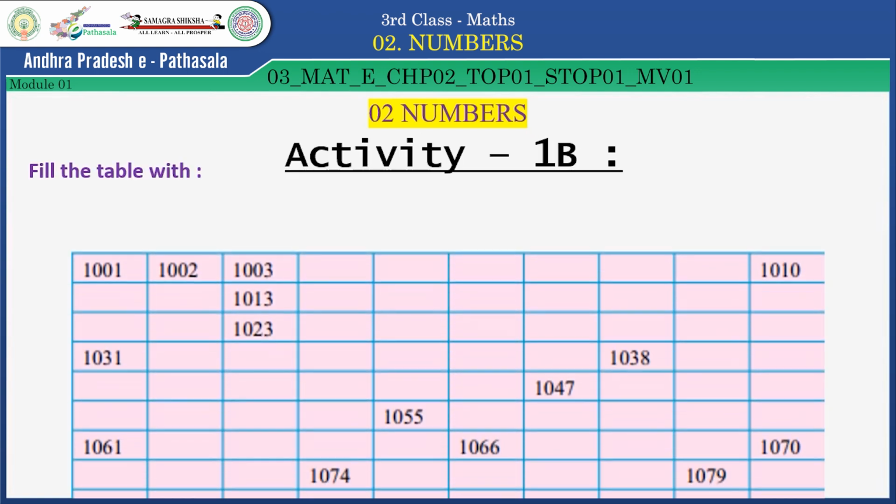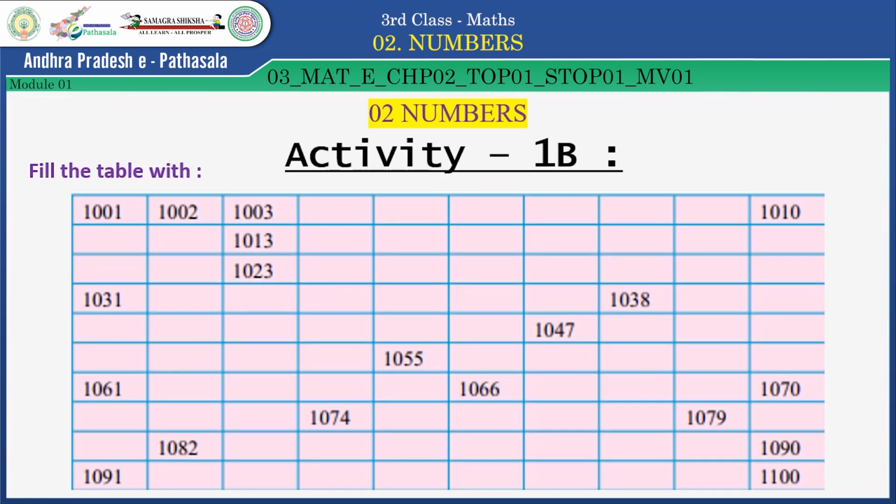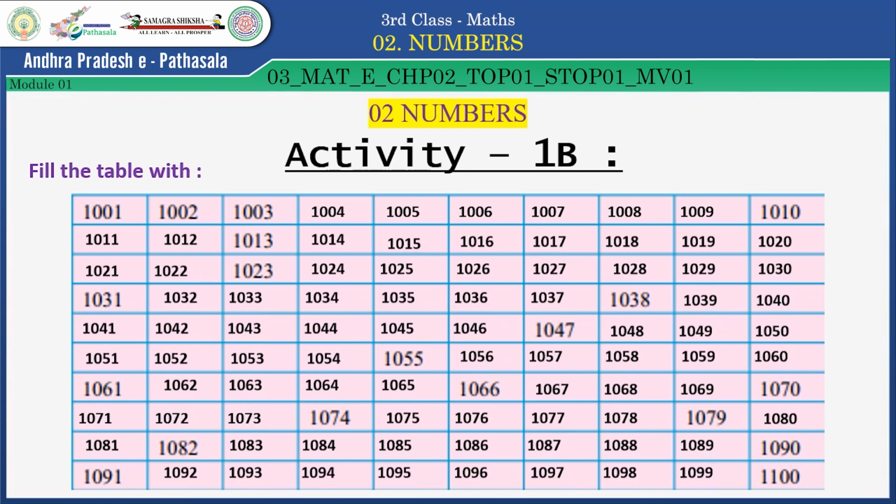Students, let us go to the next activity. Students, can you fill the numbers in the table? Which number comes after 1003? Yes, it is 1004. In the same way, you can fill up to 1010. Now, which number comes after 1010? Yes, it is 1011. Similarly, you can fill all the numbers in the table. Let us move to the next activity.